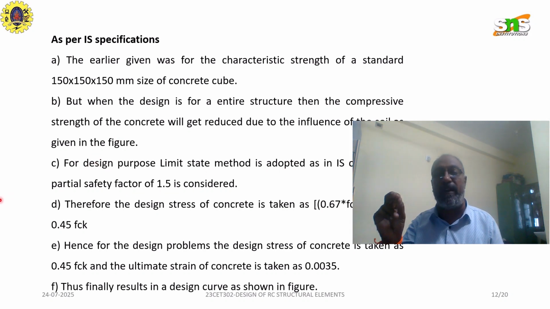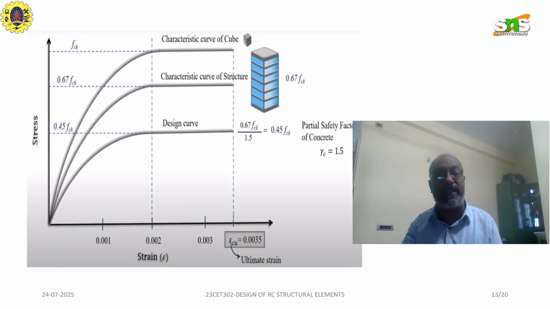Therefore, we already discussed the 0.67. The fck is the rupture stress and the middle is 0.67 fck. The factor of safety is 1.5. That is 0.45 fck. In the y direction, it is 0.002 fck and 0.0035.